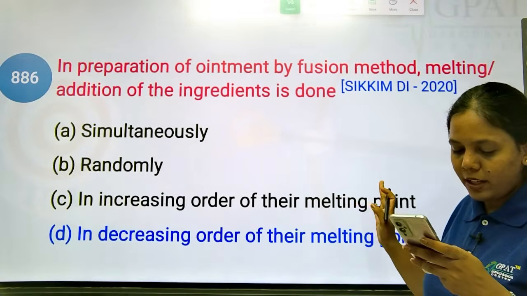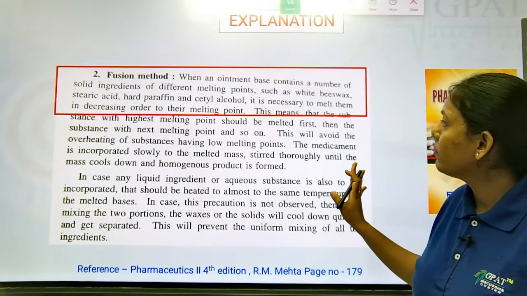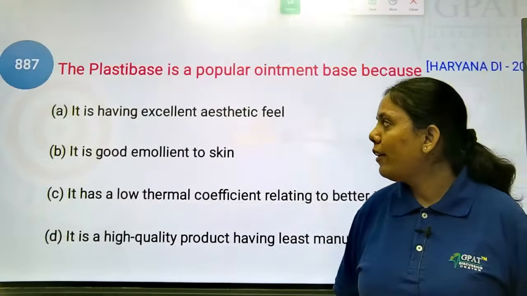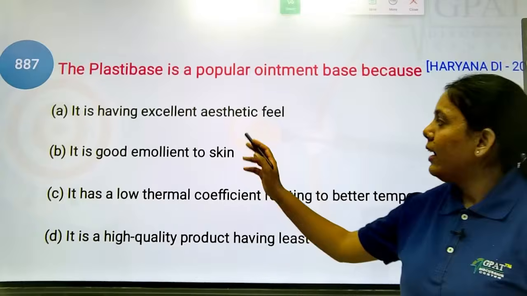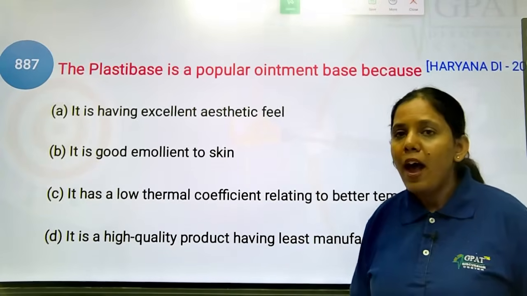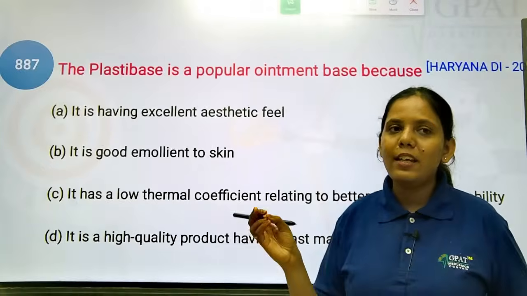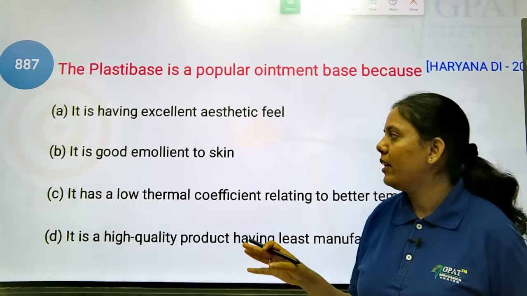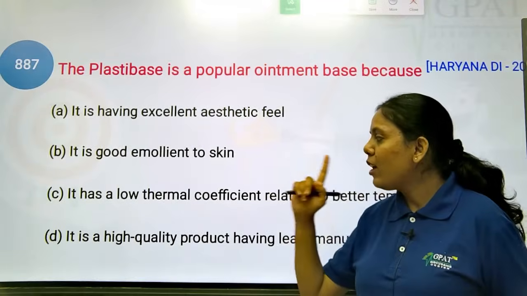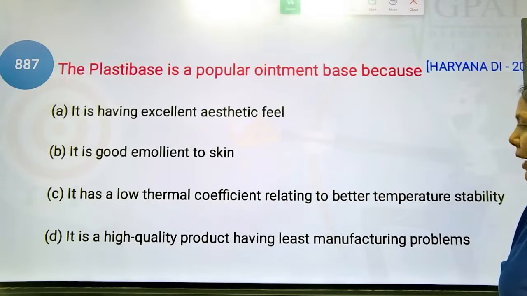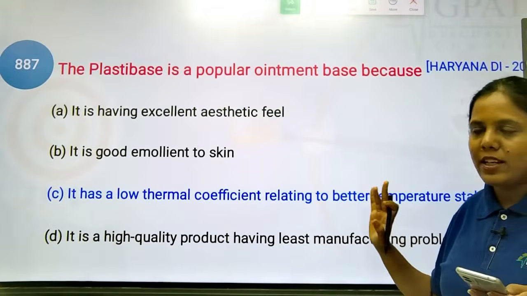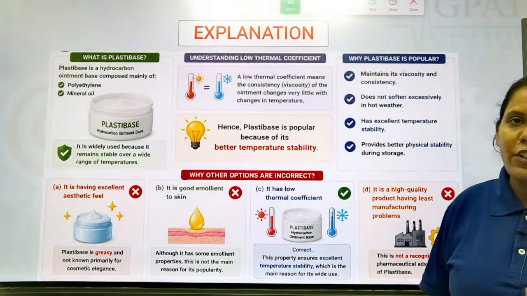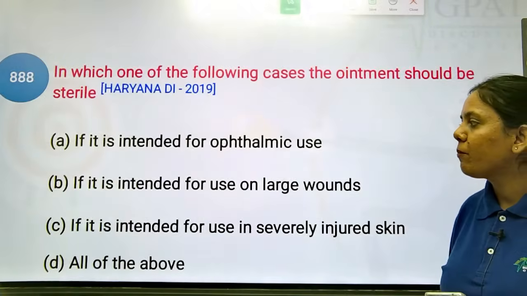So next question is: the plastic base is a popular ointment base because it is having an excellent aesthetic feel. Aesthetic feel is fine, but we don't see it as the ideal and most important property. It is a good emollient to skin. It has a low thermal coefficient relating to better temperature stability, and it is a high quality product having the least manufacturing problem. So basically it is stable to temperature changes because of the low thermal coefficient, and that is the reason we use it.